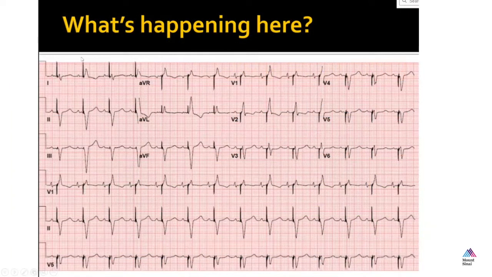So this is an electrocardiogram obtained in a patient in the ICU. And what is happening here? So let me see if Dr. Zawani has any thoughts on this.